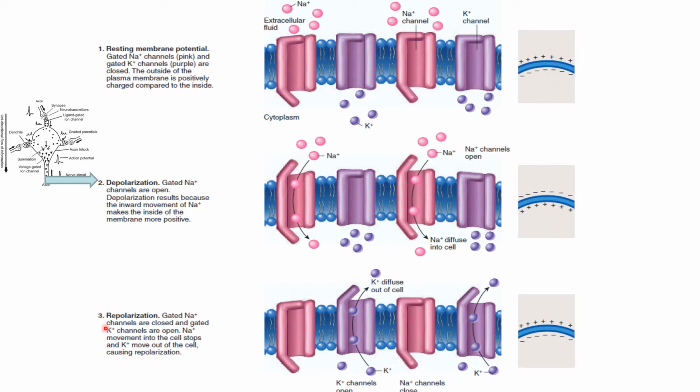Then comes repolarization. How does repolarization occur? Repolarization is the attainment of the resting membrane potential again. This happens due to leakage of potassium to compensate for the sodium that entered. Depolarization occurred due to entry of sodium, and repolarization occurred due to the leakage of potassium.